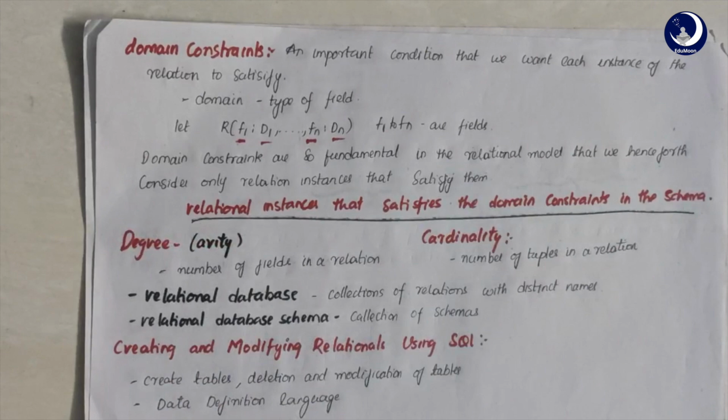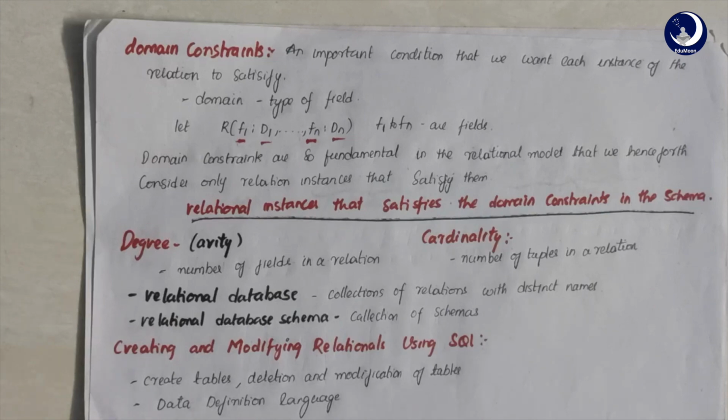Right. Now let's see what degree is. Degree is also known as arity. Degree is the total number of fields in a relation. So in our example, the total number of fields we have are SID, name, login, age and GPA.